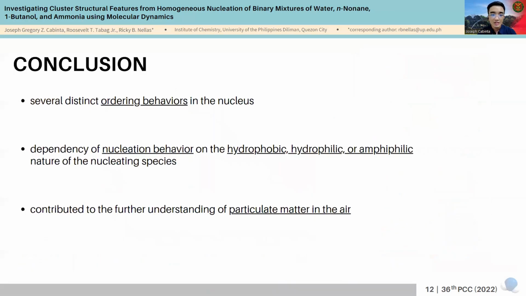This study revealed diverse ordering features of the six binary combinations from water, n-Nonane, 1-butanol, and ammonia. It was also possible to relate the observed behavior to the molecular properties of the contained nucleating species. Furthermore, with the investigated molecules being among the predominant species that constitute atmospheric aerosols, this study has contributed to the further understanding of particulate matter in the air.